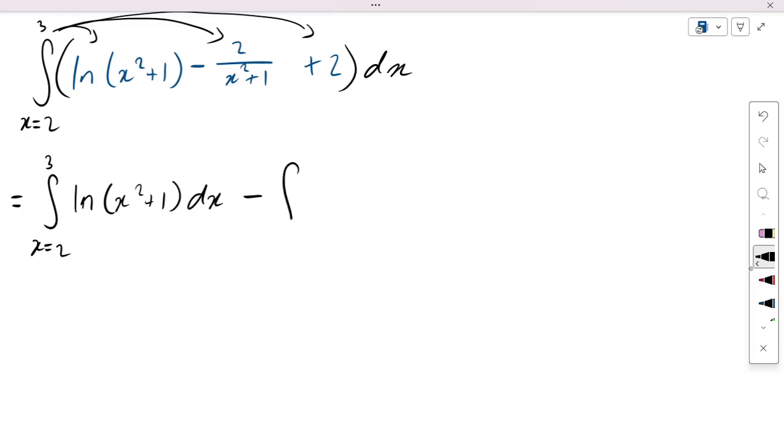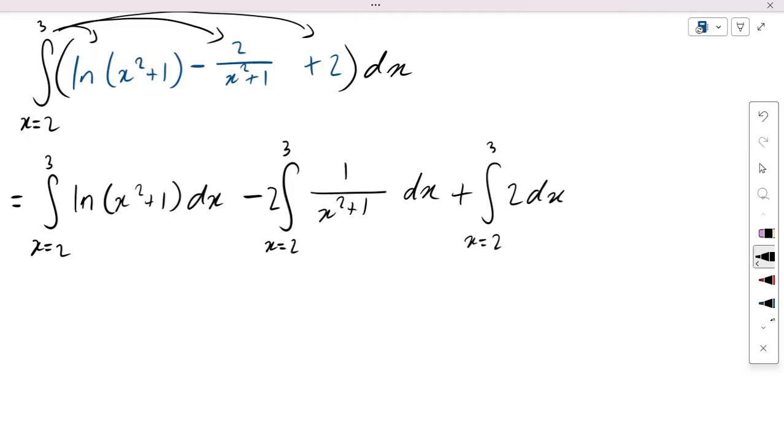This is minus the integral from x equals 2 until 3. Now that we have a constant over here, we can take that constant out, actually. So we have 2 over there. This will be 1 over x squared plus 1, with respect to x. And this will be plus the integral from x equals 2 until 3 of 2 dx.